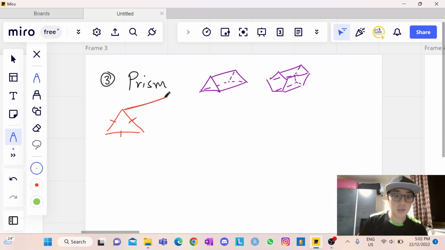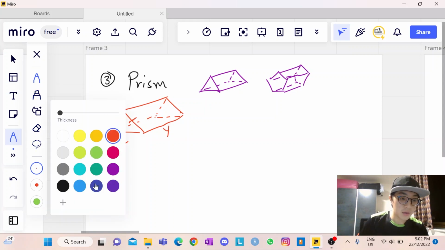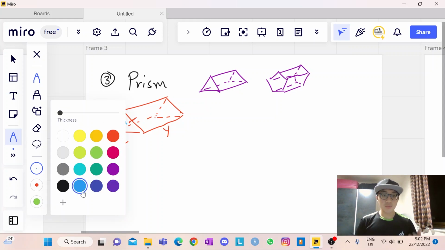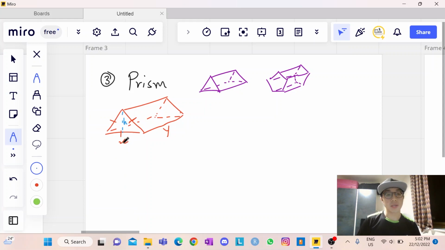They have x here, and then this is y, and then we will have the height here. So, surface area of a prism. We are still going to break it down to every single area that we can get. The first thing, we're going to look at these 2 identical triangles here.